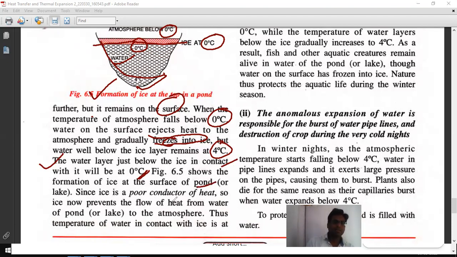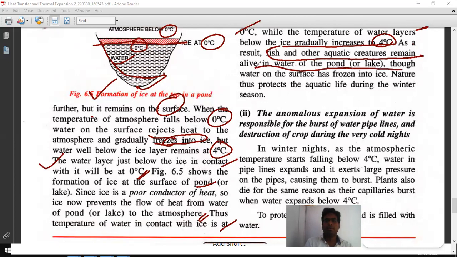Since ice is a poor conductor of heat, ice now prevents the flow of heat from the water of the pond to the atmosphere. Thus the temperature of water in contact with the ice is 0 degrees Celsius, while the temperature of the water below the ice gradually increases to 4 degrees Celsius. As a result, fish and other aquatic creatures remain alive in the water of the pond, though the water on the surface has frozen into ice. Below, the temperature is 4 degrees Celsius. That's why they stay alive.